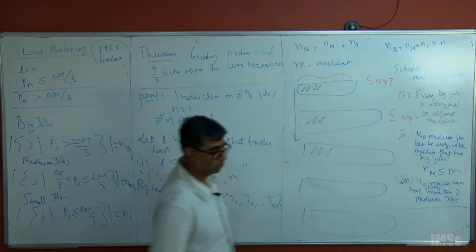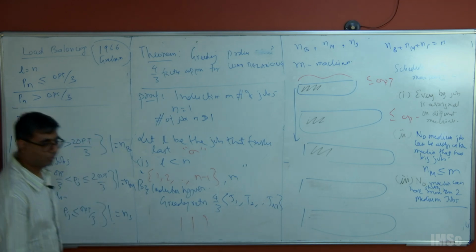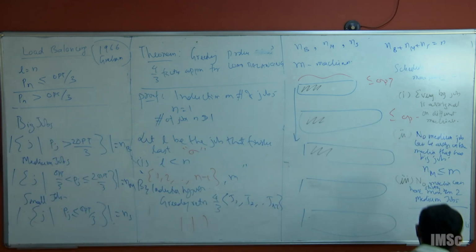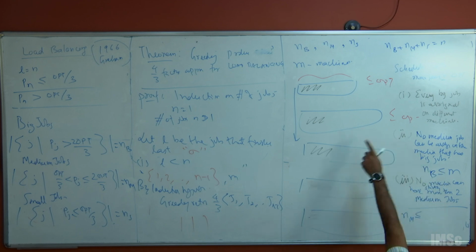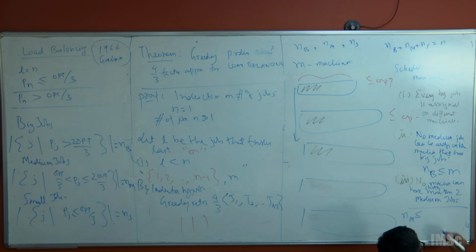Is that fine? Okay. So, no, this is wrong, it was Nb, big. Nm, medium, is less than or equal to how much? How much machine is left after, if I have Nb big machines? So how many machines do I have left after that? Nb.